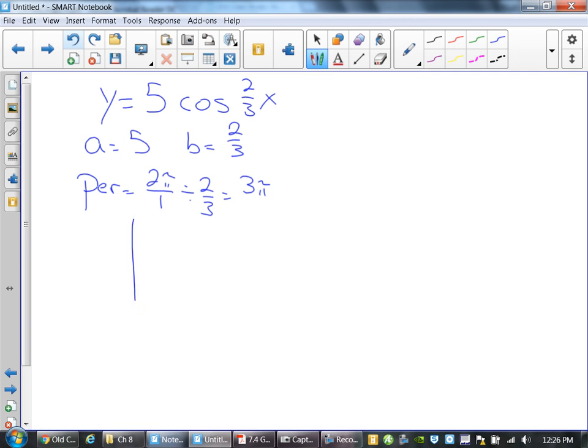So we start with our graph. What's halfway between 0 and 3 pi? 3 pi over 2. What's half of 3 pi over 2? What's 3 halves times 1 half? 3/4.